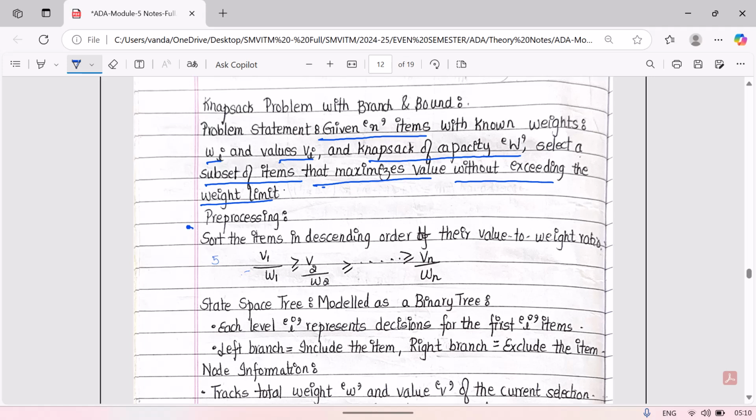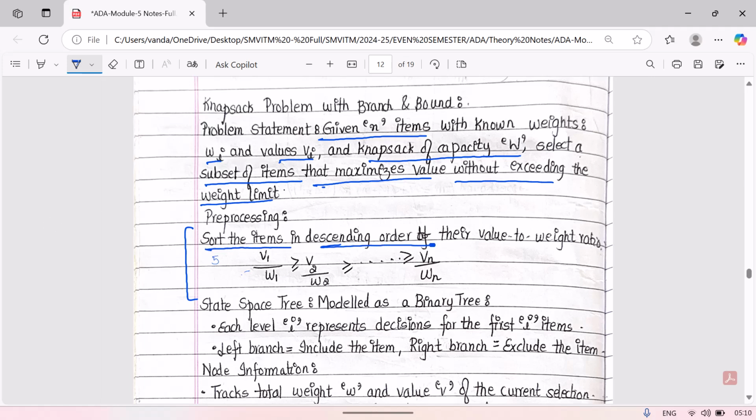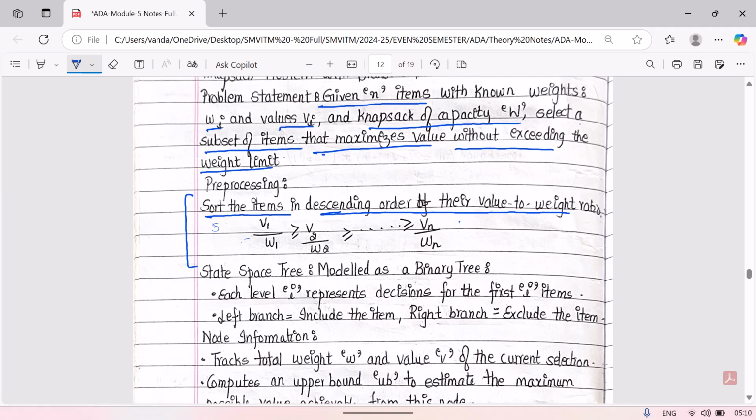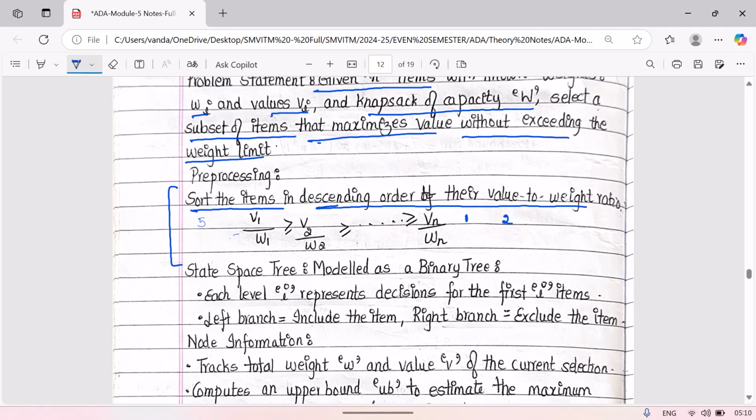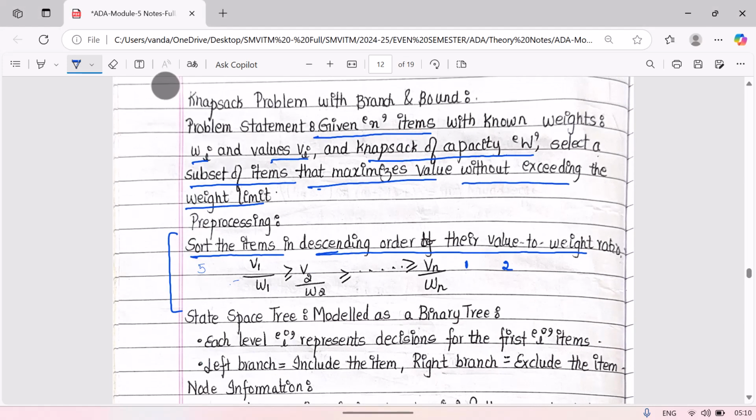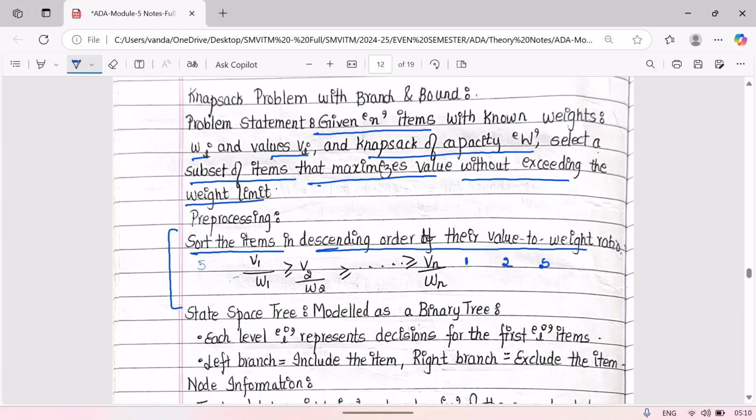And in case of branch and bound, this pre-processing has to be done. This is very important. Sort the items in the descending order of their value to weight ratio. For example, if there are two items, I'll take one item. Its weight, let me say, is 2, and its value is 50. Likewise, there is a second item whose weight is 4 and its value is 30. This is weight and this is value.